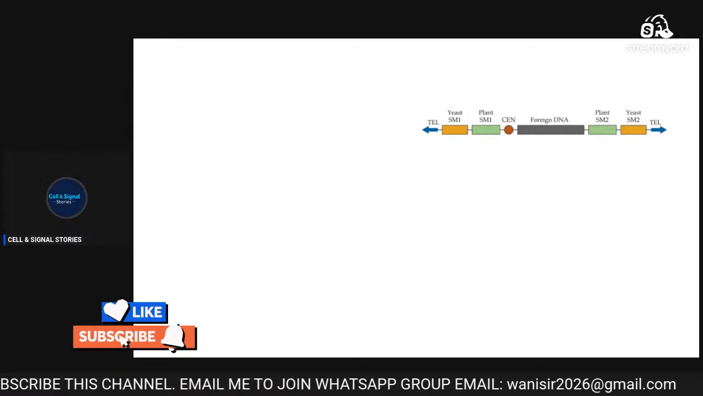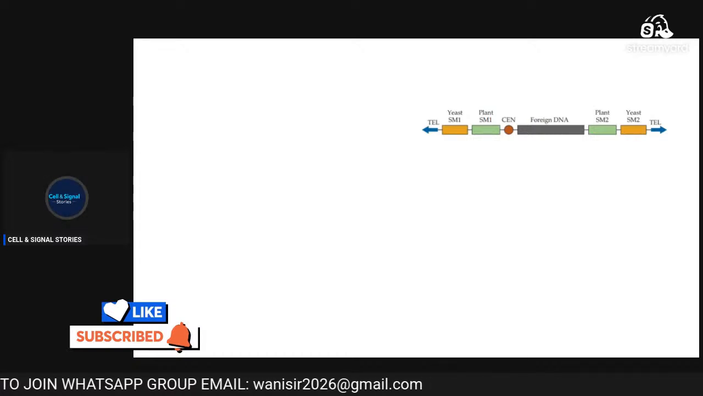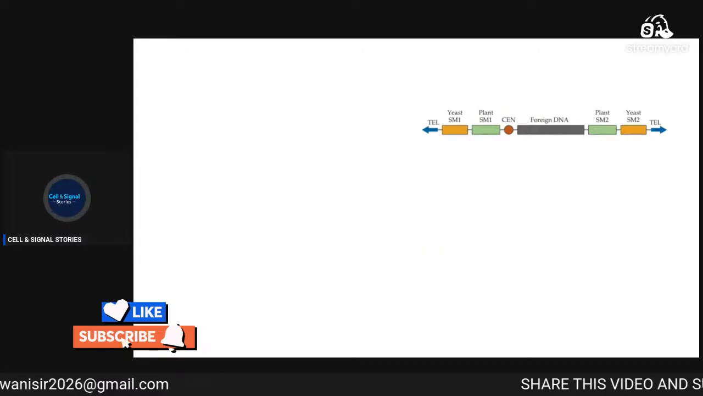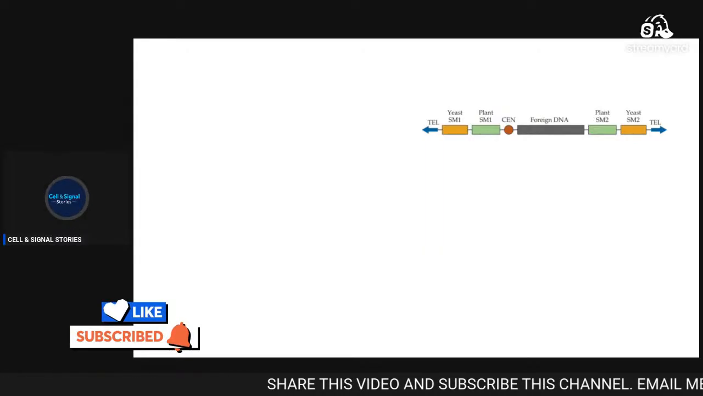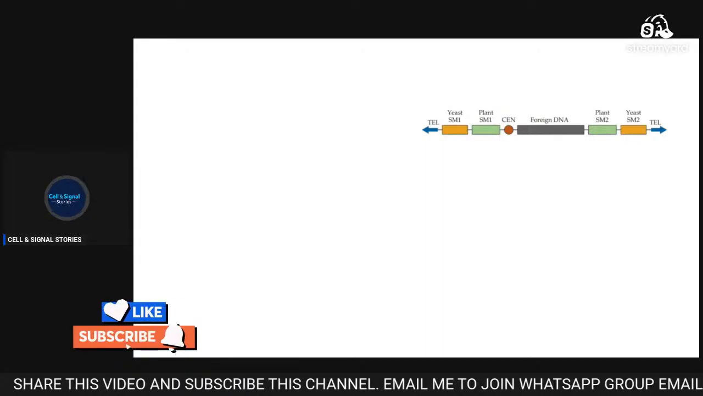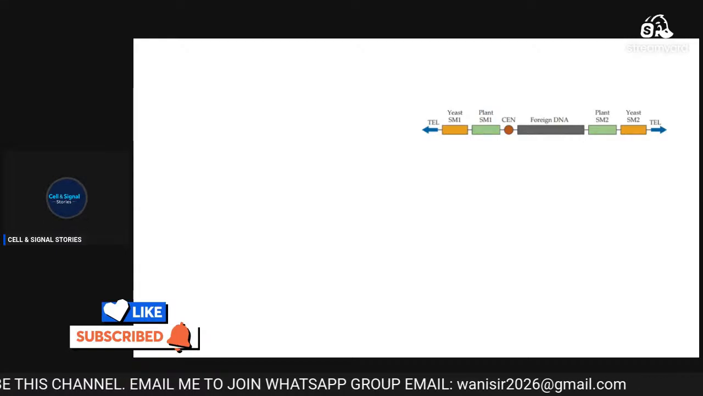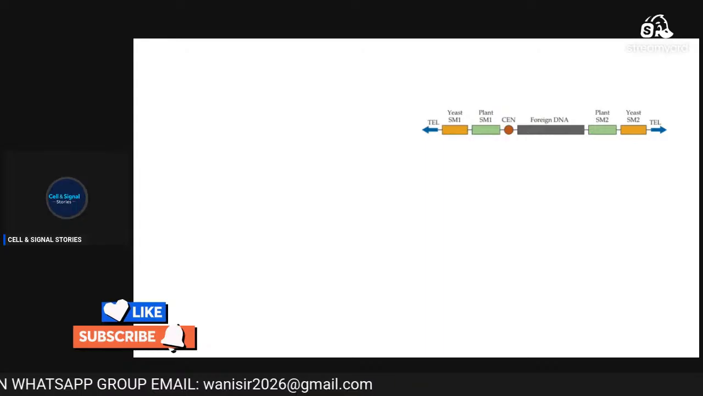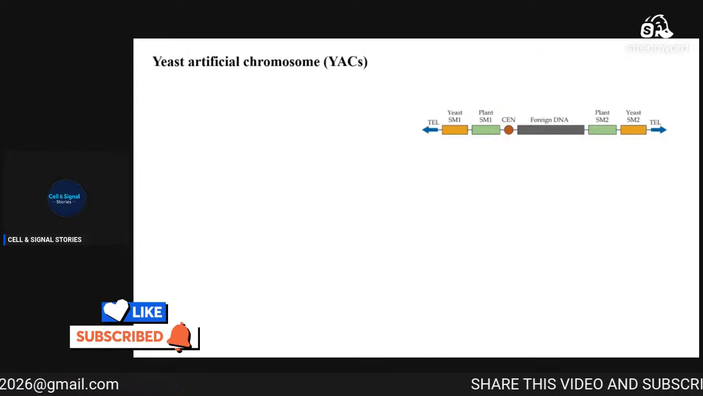And then there is the plasmid artificial chromosome, where the host is always E. coli, and that carries foreign DNA of 100 to 300 kbs, and the bacterial artificial chromosome also carries 100 to 300 kbs. And there is the yeast artificial chromosome, the host for that is Saccharomyces cerevisiae, and that carries 2000 kbs of foreign DNA.